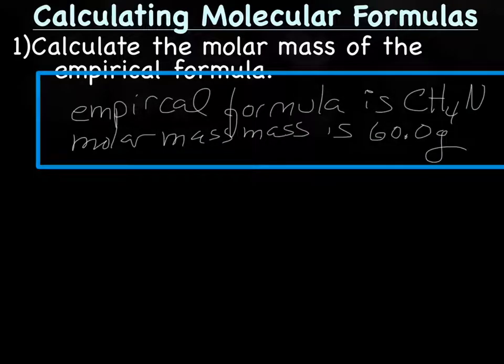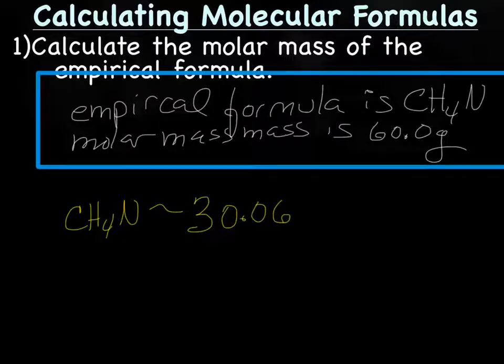The first thing you do is calculate the molar mass of the empirical formula. Our empirical formula is CH4N. To figure out the molar mass, it's 1 carbon plus 4 hydrogens plus 1 nitrogen. You get those numbers off the periodic table. Let's calculate that, and I calculated 30.06 grams. That's the molar mass of the empirical formula.